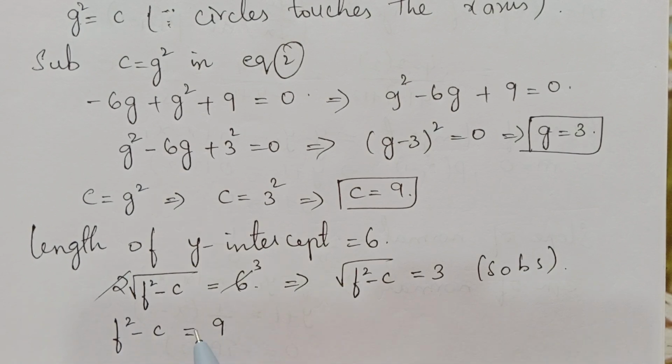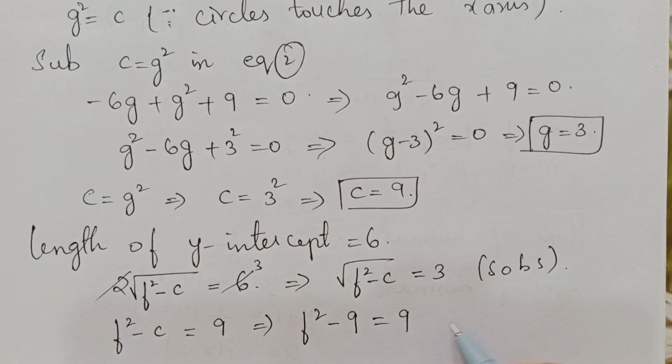Now substitute the value of c here, we'll get f square minus 9 is equal to 9. From here we'll get f square is equal to 9 plus 9.